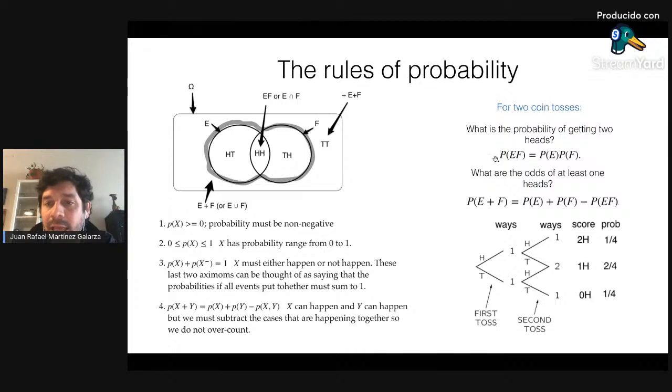And this is basically, for the case of two coin tosses, you have those rules. So the probability of getting two tails, assuming that the two experiments are independent, you can write as the product of the individual probabilities of each of them happening individually. Whereas if you want to know the probability of at least one of them happening, for example at least one of the two heads experiments being successful, then you have to write it as the sum of them independently minus the amount of times when they happen together.